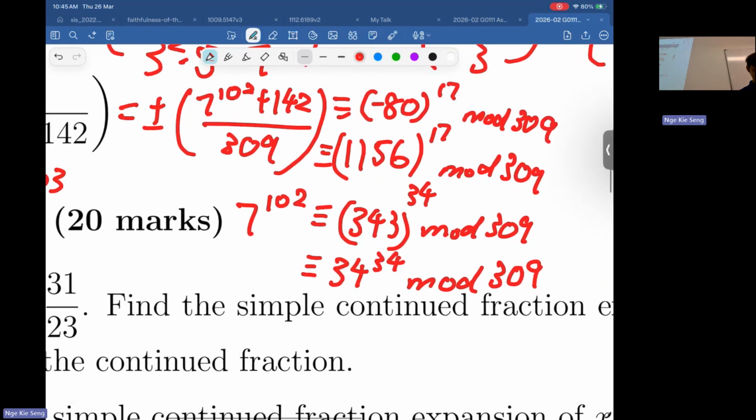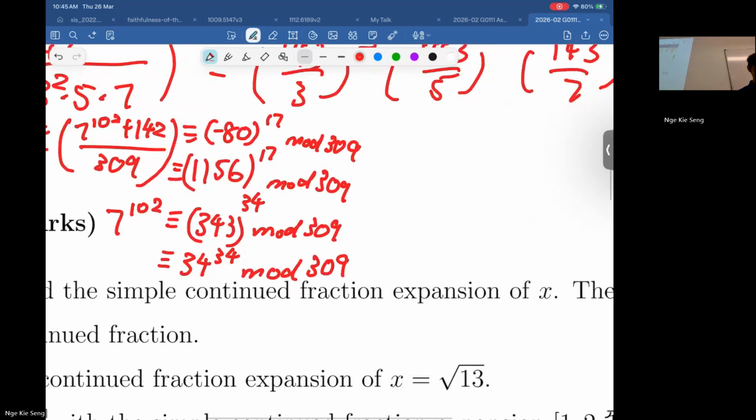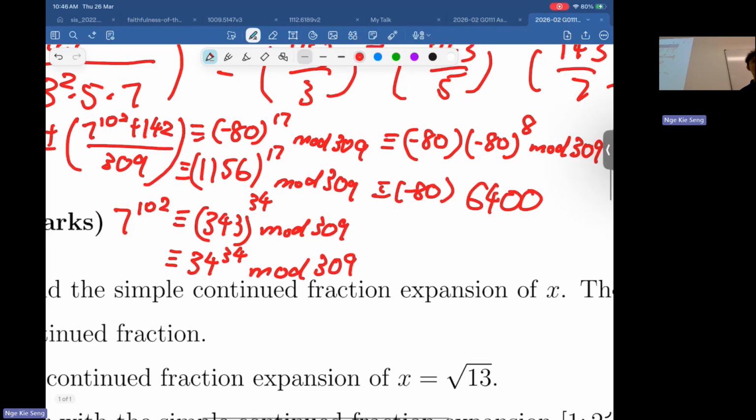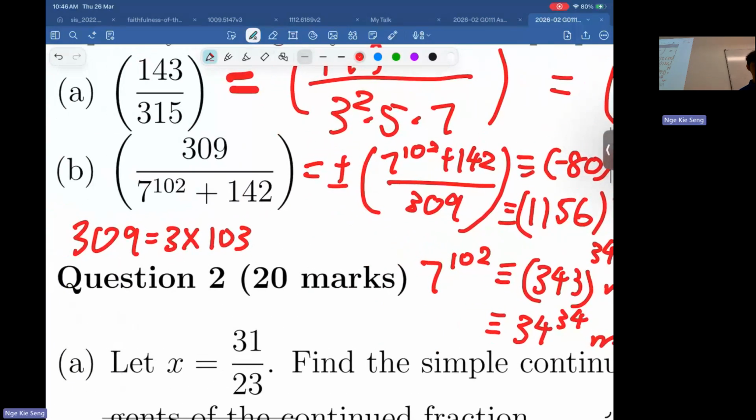Oh, still very big. Is this question so crazy? So let's do negative 80 times negative 80 squared. So meaning I reduce to 80 of them. Okay, I take the square. What do you get? 6,400 mod 309. 220? What? You found an easier way? Oh, right. Even smaller, huh?